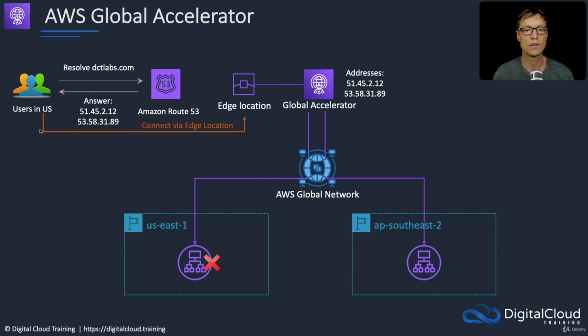Now I'm actually in Australia, so I'll be connecting to it from Australia. So what I should see is that I get directed to AP Southeast 2, and then we're going to cause a failure, and we're going to see if we get directed all the way over to US East 1 automatically.